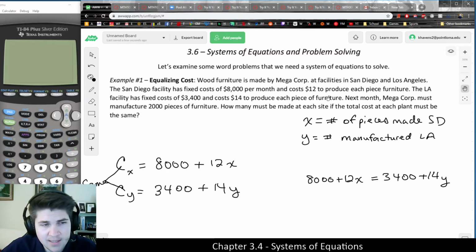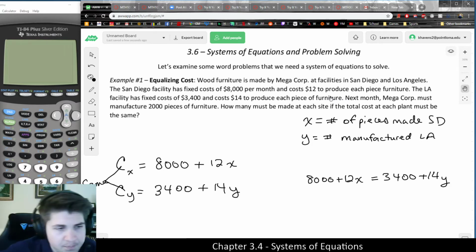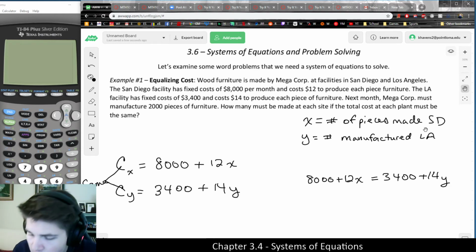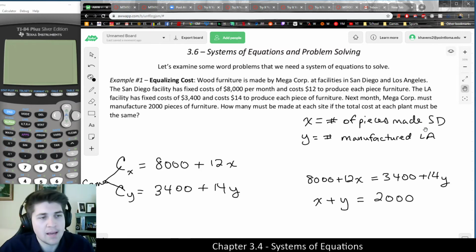Usually each sentence gives you a different part of the equation, or a different part of the system, I mean. If I'm looking at the second sentence, it says next month, Megacorp must manufacture 2,000 pieces of furniture. That's basically the total amount, which should be the sum of both x and y, because I have two facilities. If I make say 500 in San Diego, all the rest are going to be in LA. Since those two add up to 2,000, x plus y is the sum of both factories' production of furniture, which must be 2,000.